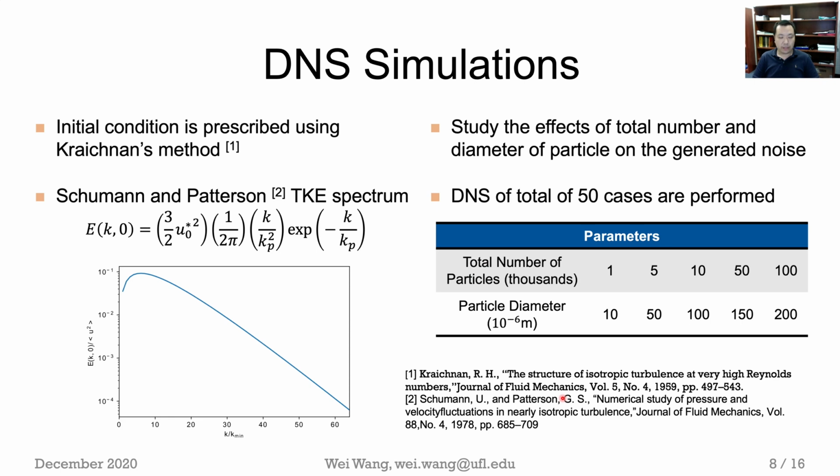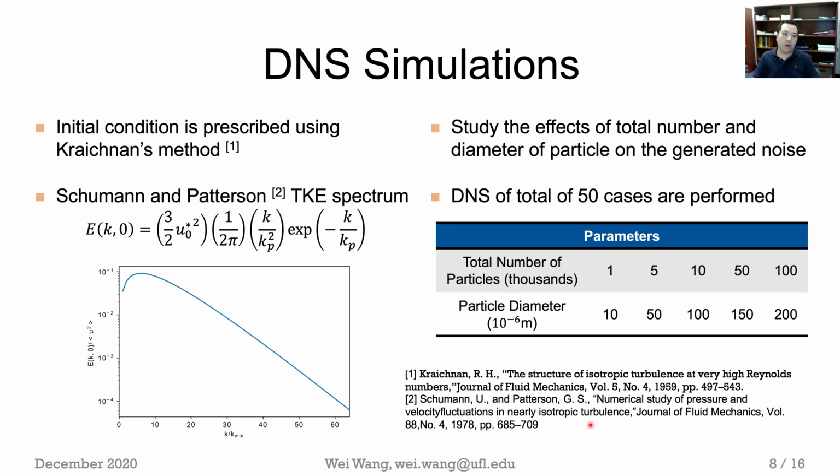For the DNS simulations, we want to study the effect of the total number of particles and the diameter of the particles on the generated noise. So we have these two parameters listed in this table, and we perform the DNS of each combination of these two parameters. We perform a total of 50 cases, under two different initial conditions of the gas.